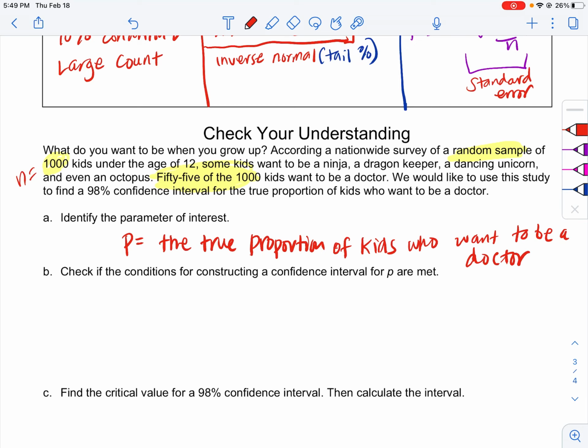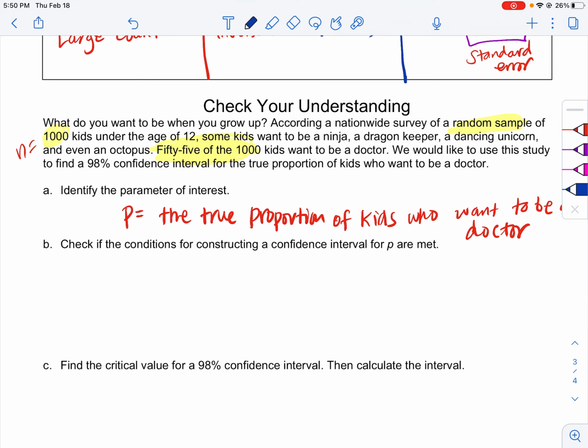Okay, next, check the conditions for constructing a confidence interval for P and make sure they are all met. First, we're going to start with our first condition, which is random. Was it random? A random sample of 1,000 kids. So we're good. Why do we check if it's a random sample? We check if it's a random sample so we can generalize the result to the population.